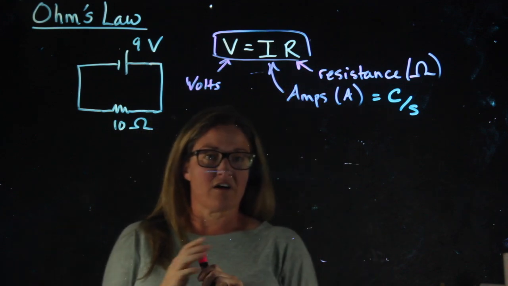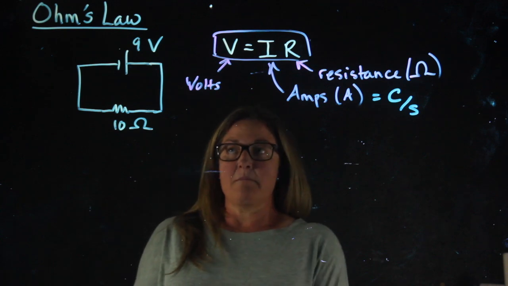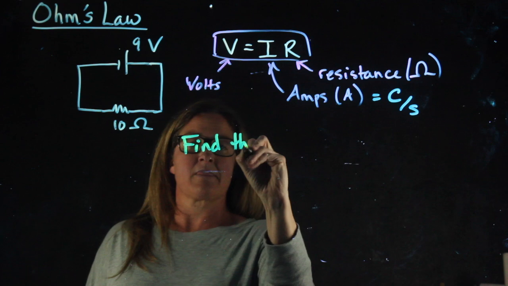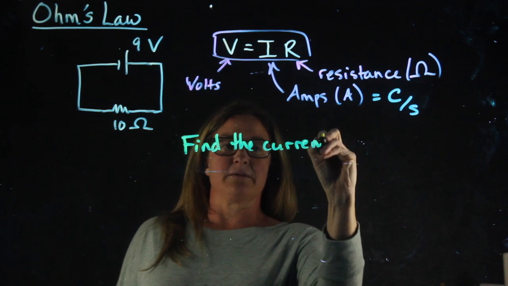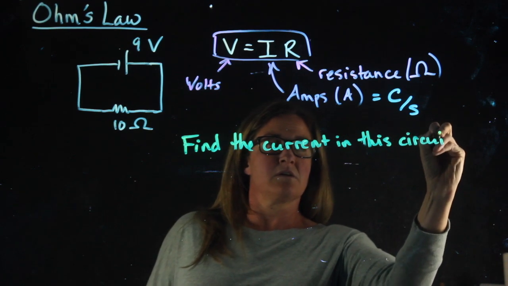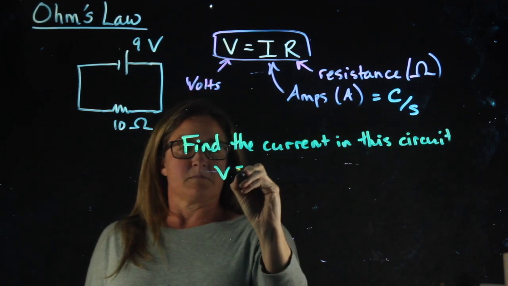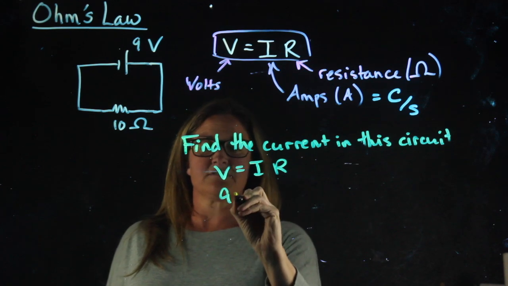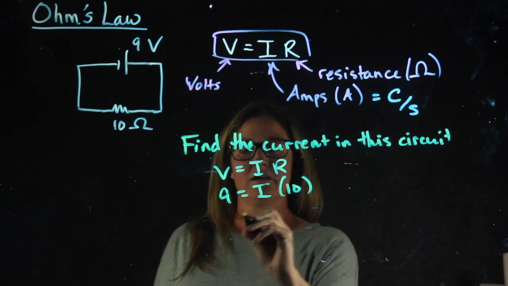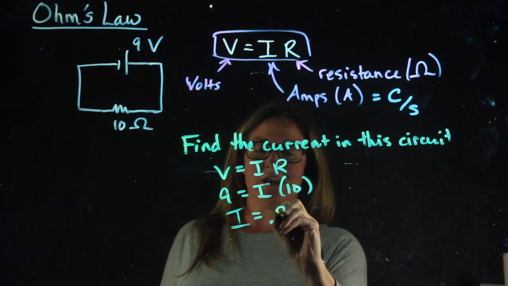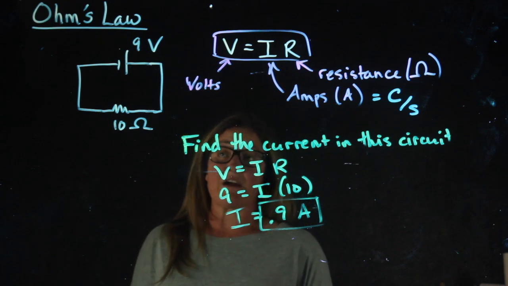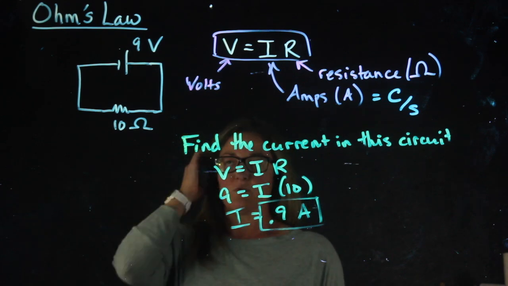Mathematically, V equals IR is really simple to use. For example, here we could find the current in this circuit. V is nine volts, already in the correct units. R is 10. Solving for I, we'll get 0.9. The units are amps.